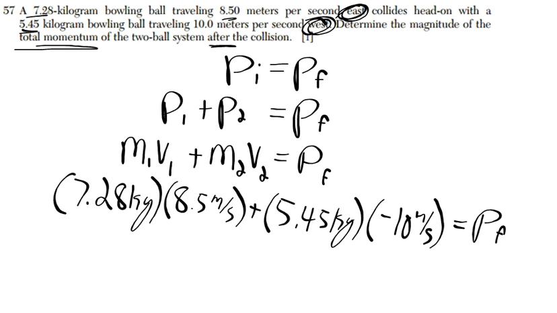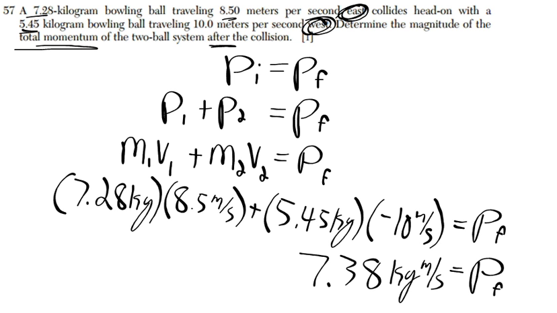And at this point, we can really just plug this whole thing into our calculator and figure out what the final momentum is. So when you do that, you get a value of 7.38 kilogram meters per second is equal to the final momentum. And again, since we're not looking for the mass or velocity or anything, we're just looking for that total final momentum, that's our final answer.